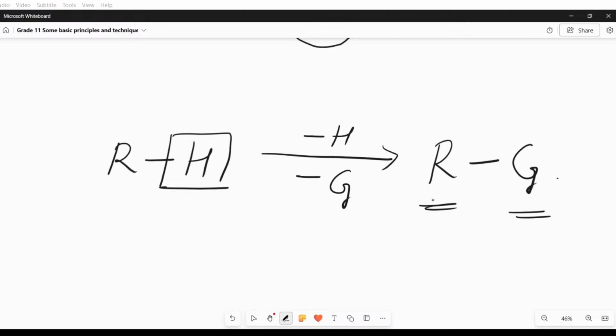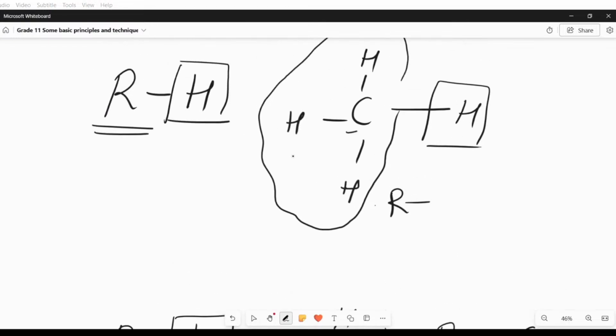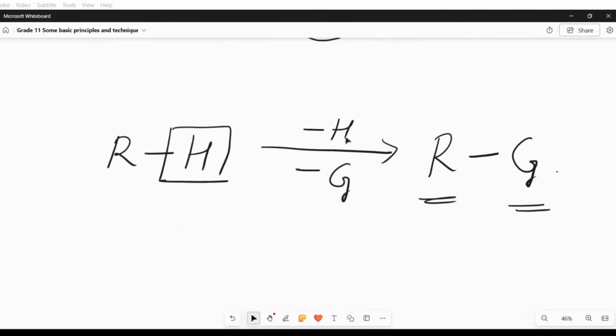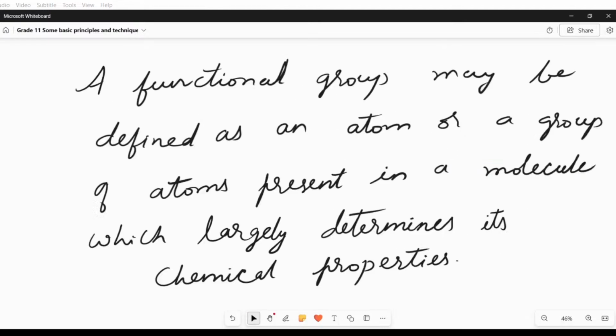What is R? R is the carbon-hydrogen framework of the molecule. Okay. So in the previous example you saw. And what is G? G is the functional group. What are functional groups? A functional group may be defined as an atom or group of atoms present in a molecule which largely determines its chemical properties.